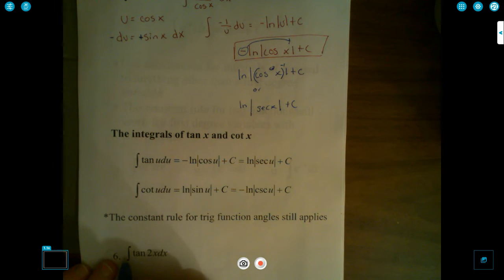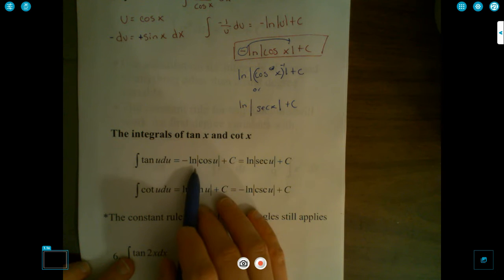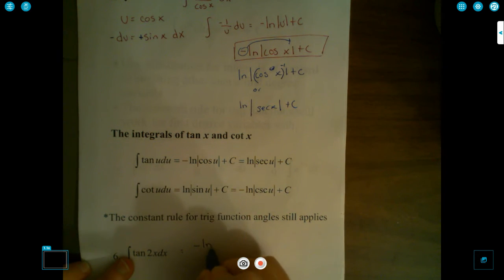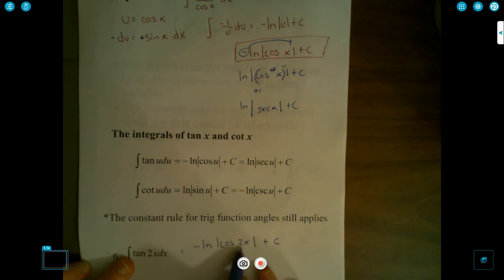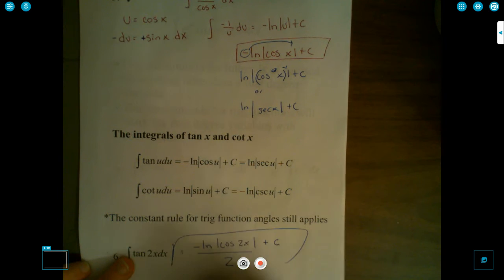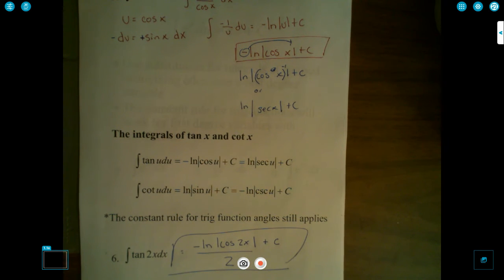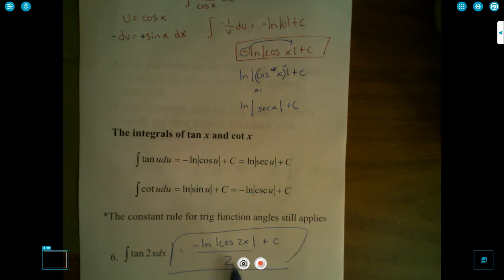So for number 6, if we wanted to, you wouldn't even need to do u-sub on this. You wouldn't need to rewrite it. You could just notice and say, hey, tangent is going to go to negative natural log absolute value cosine 2x plus c. And then we remember when you have a coefficient, the constant rule for trig function angles still applies. When you have a constant, we have to divide by it. Gets us to that point right there. So it is a rule you could follow. If you wanted to, you could always go back and deal with u-sub on this, and you would still get to the same answer, which is perfectly fine.